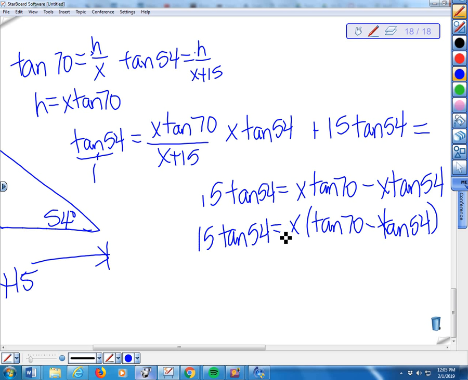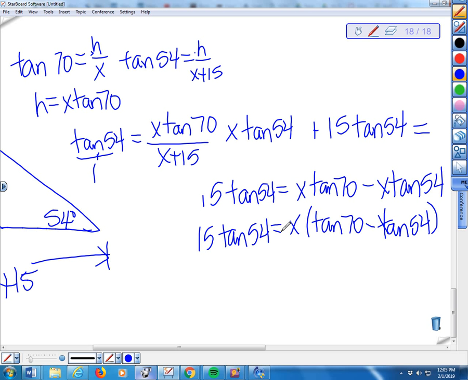So how do I find x? I've got it this far. x is times this whole thing. How do I find x? Divide by this whole thing, right? So I'm going to take 15 tangent 54, and I'm going to divide it by parentheses, tangent 70 minus tangent 54.